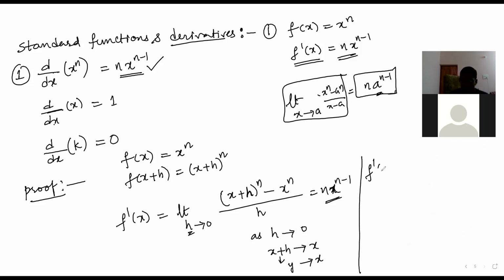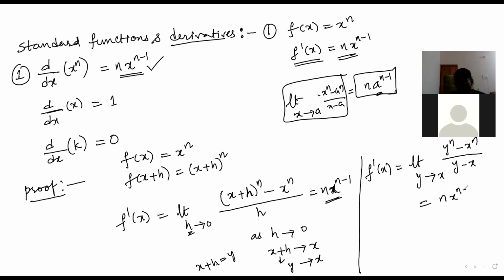You should write f dash of x equal to this limit, where y tends to x, like x tends to a. In the place of x, y is there. So this is y to the power of n minus x to the power of n, by h. Here h is what? Since x plus h is taken as y, h becomes y minus x. So n into a, meaning x, to the power of n minus 1.